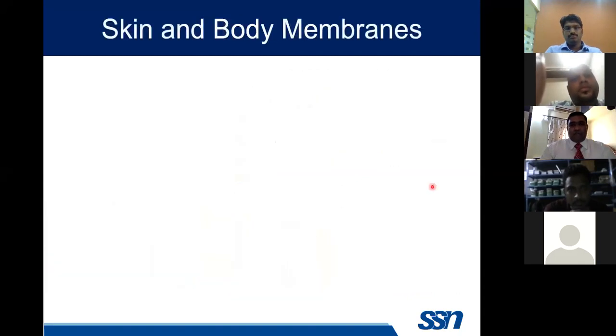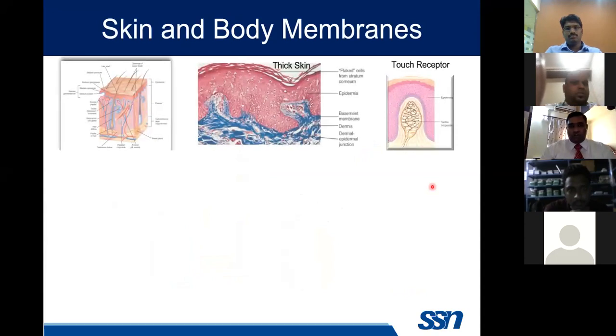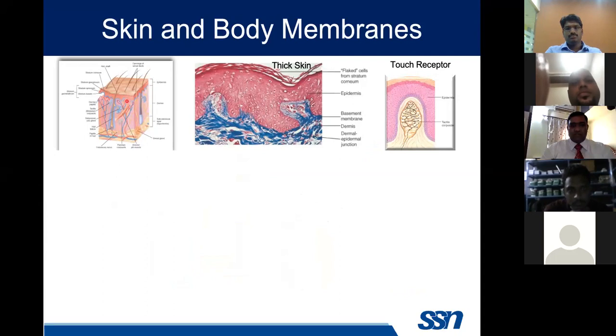Then skin and body membranes. So skin is the largest organ of our body. It has two main layers, that is epidermis and dermis. And then we have this subdermis, where a lot of fat is there. The skin has many appendages, like hair as well as nails. And there are many glands in the skin, like the sebaceous gland. There are sweat glands also.